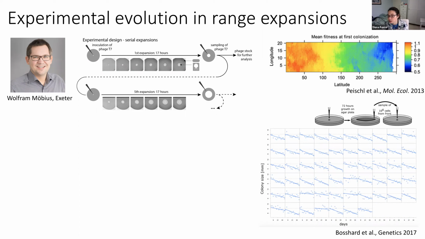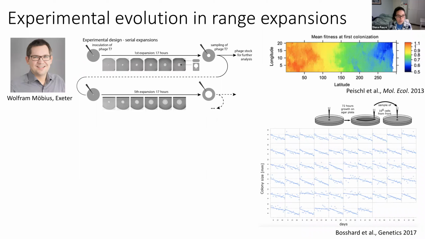Indeed, this was shown in microbial experiments that were conducted very similarly, where a droplet of bacteria was inoculated, let go for a while, picked at the edge, re-inoculated, and so on, and over 30 and more days, in general, the colonies grow smaller and smaller, showing this decrease in fitness.